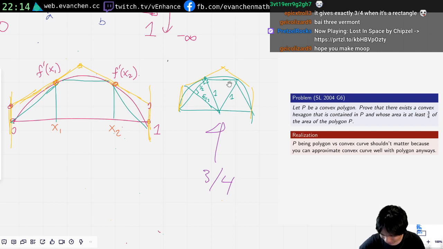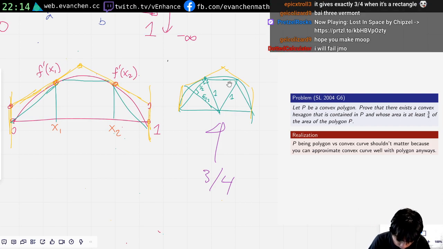Frick. No, we are so close. I think I have the right 3/4. Maybe I'm thinking about it the wrong way, actually. It's possible. No, this has to be. Maybe I should pick a triangle and then take the tangents to that triangle somehow. So I take the ambient curve.